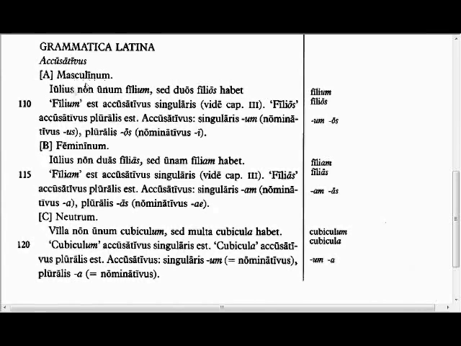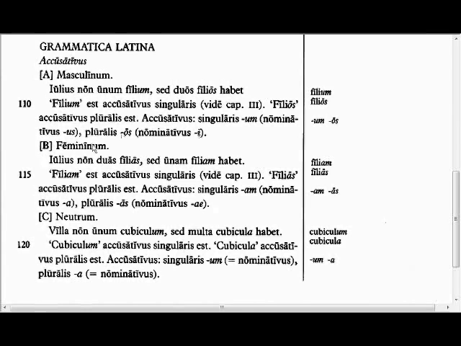So masculine nouns. Julius has not one son, but two sons. Filium, singular; duos filios, plural. Filium is accusative singular. Look back at Chapter 3, when we were first introduced to that. Filios is accusative plural. The accusative singular ending is um, the nominative is us. The plural ending is os, the nominative ending is i.